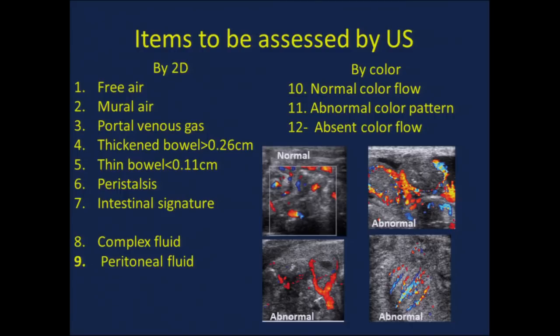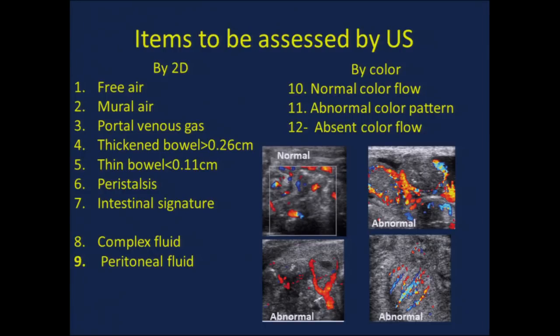From number 1 to number 7, you have free air and mural gas, which you can see very clearly, not the same as X-ray, and I have case scenarios to make the idea very clear. Portal venous gas can be seen; even very small gas in the liver can be seen by ultrasound, which can be easily missed by X-ray, and I also have case scenarios for that.